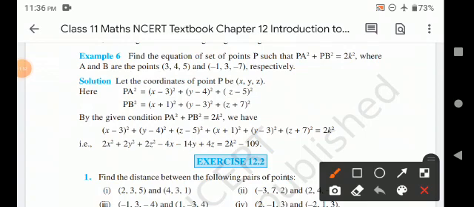Dear students, let me solve one more question. Find the equation of the set of points P such that PA square plus PB square is equal to 2k square, where A and B are the points with coordinates A (3, 4, 5) and B (-1, 3, -7) respectively. Now again, by using the distance formula, we are going to find the coordinates of the point P.